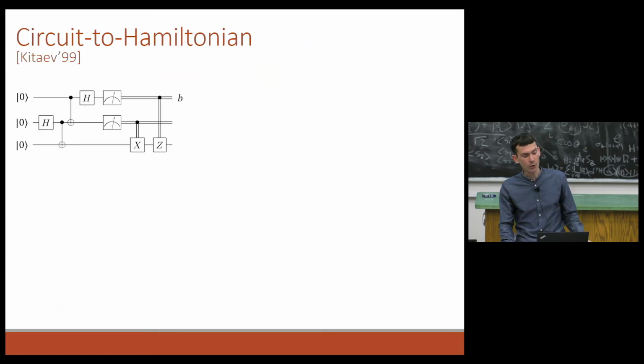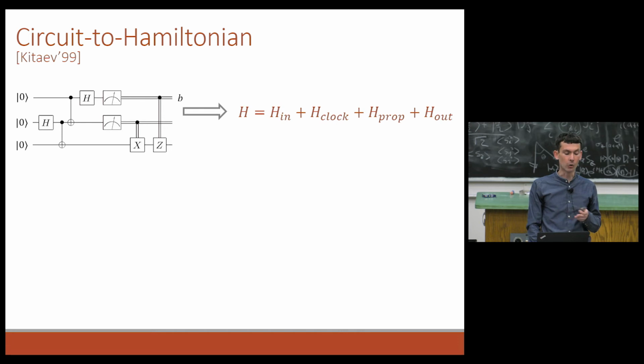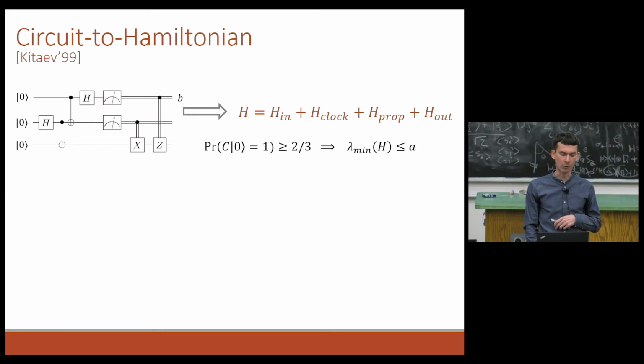So here's the construction. I'm not going to explain how it works, but this is what it does. It takes as input any kind of a circuit on a universal gate set, a polynomial size circuit, and it constructs a local Hamiltonian for you. So this Hamiltonian acts on a number of qubits that's roughly the size of the circuit, a little bit more for this thing that's known as the clock. But here are the important properties.